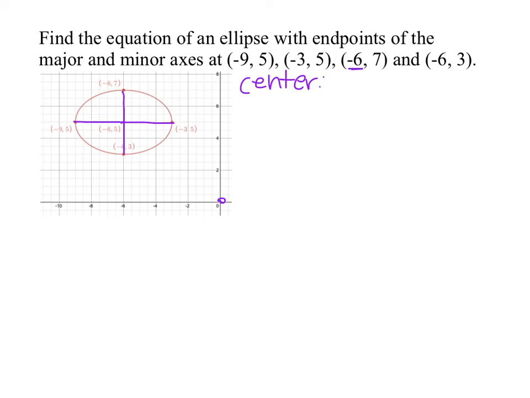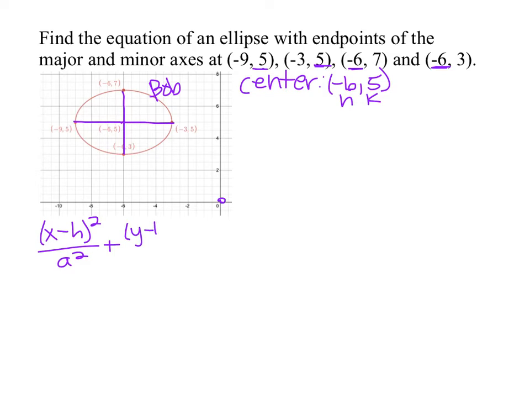You could also look at the x values of the minor axis and the y values of the major axis, and that would also tell you your center. So that means h is negative 6 and k is 5. Also, we're going to want to remember, okay, this is wider along the horizontal. So our skeleton of our equation is going to be x minus h squared over a squared plus y minus k squared over b squared equals 1.